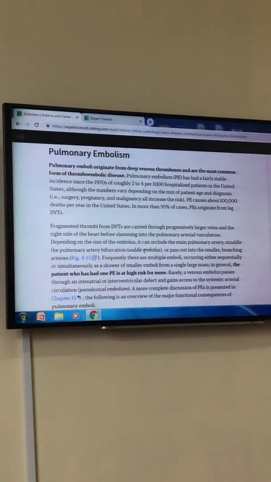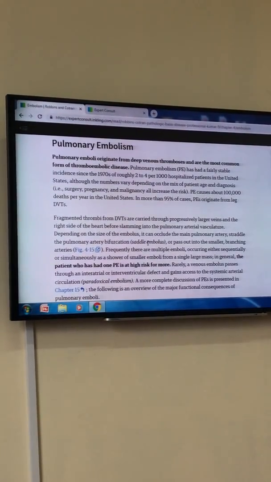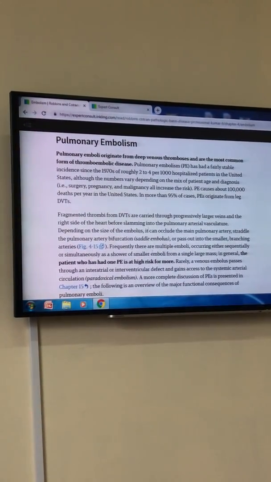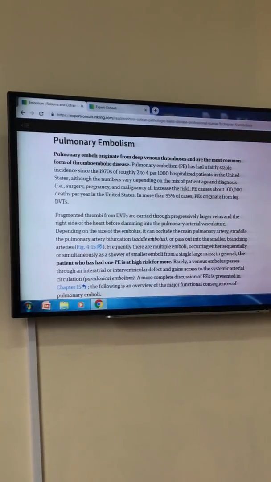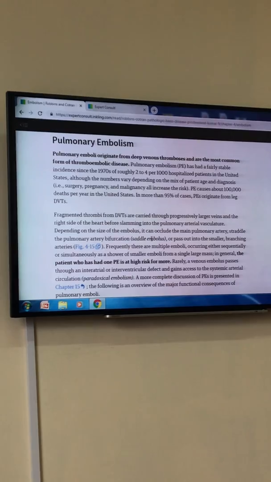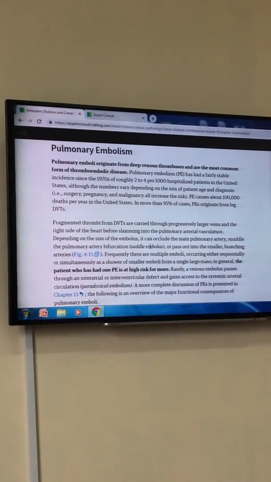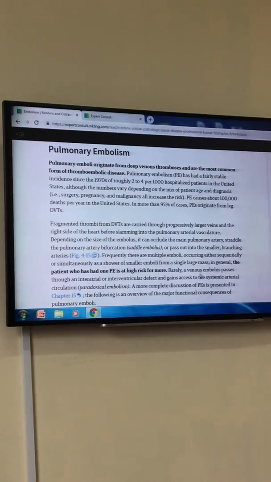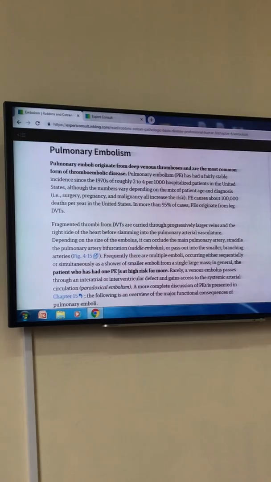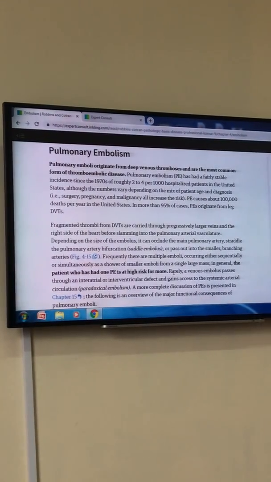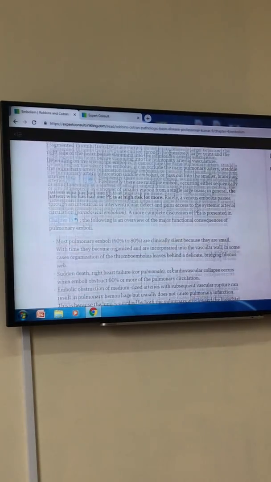And there is the risk of multiple embolization in the lung. When there is only a single lung embolus, there will be a risk of multiplication of this embolus. That's why a patient who has had one pulmonary embolism is at high risk for more. This embolization becomes multiple.